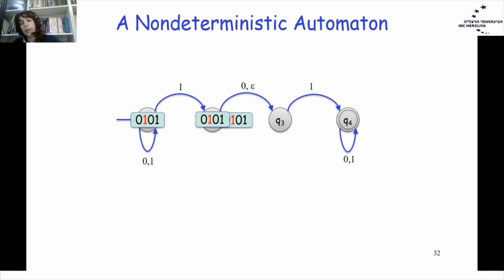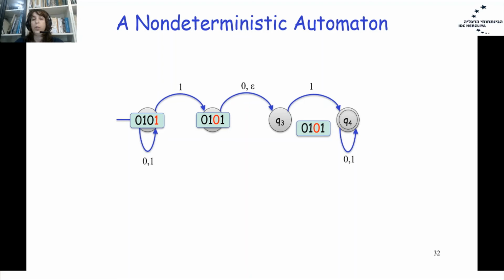Okay, now we have the next input letter 0. In Q1 with 0, we stay in Q1. In Q2 with 0, we move. In Q3 and 0, we don't have any transition, so we can't continue. In Q2 with 0, we move to the state Q3.